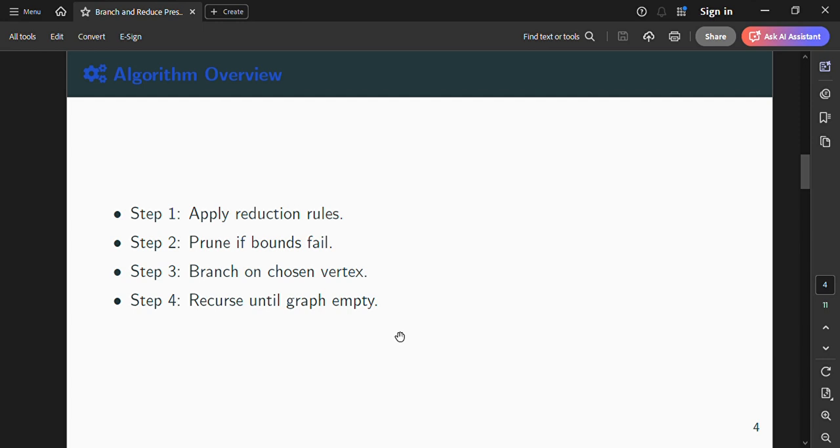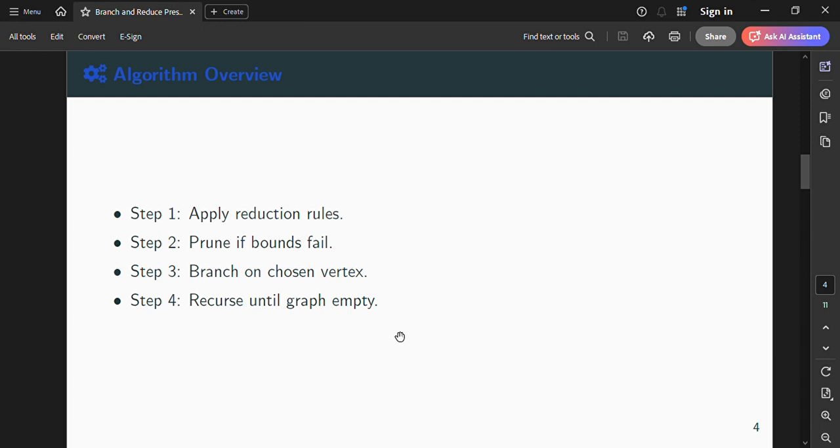The algorithm we evaluate is a branch and reduce method. It works like this. First, branching: we pick a vertex and explore two possibilities: include it in the vertex cover, or exclude it but include all its neighbors. Reduction, the second step, is reduction. Before or after branching, we apply rules that simplify the graph without losing optimality, for example removing vertices of degree 1.